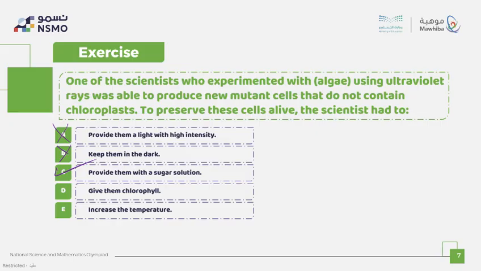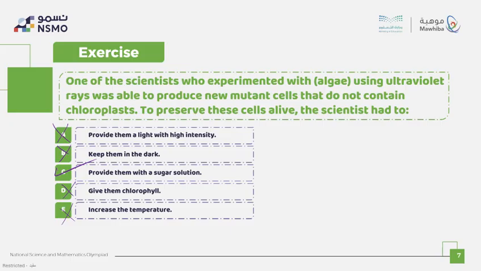Let's keep going. Give them chlorophyll. Chlorophyll alone doesn't create chloroplast. It's only a pigment, not the full organelle. So that would also be wrong, incorrect. Last one, increase the temperature. Okay, temperature has nothing to do with solving the absence of chloroplast. So the correct answer is to provide them with a sugar solution.